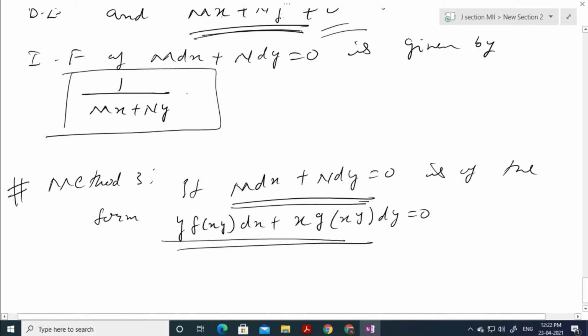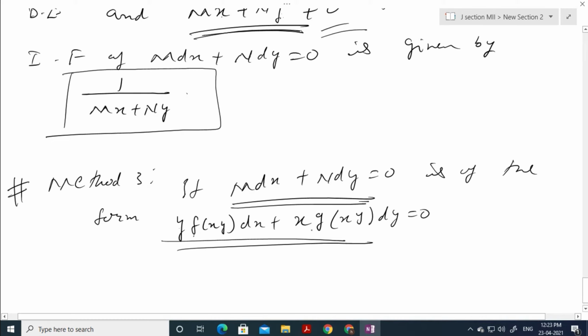That means overall your m is y into some function of x into y. Remember it is xy. If you have xy, you can have x square y square, something like e to the power sine of xy. So in this m, you should be able to take y common and the remaining function should have x into y terms. This f can be any function, sine or cos, but wherever you have x in multiplication, you should have y also.